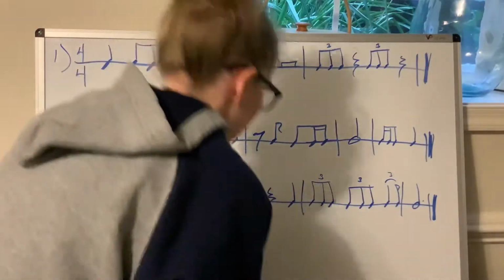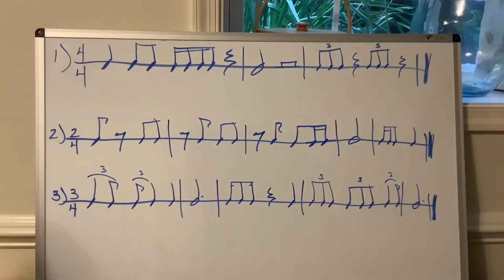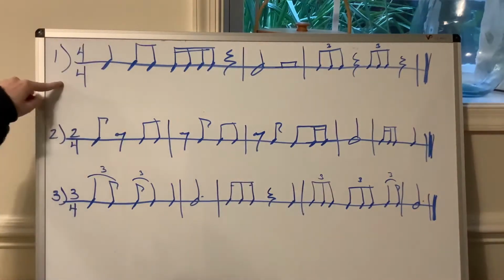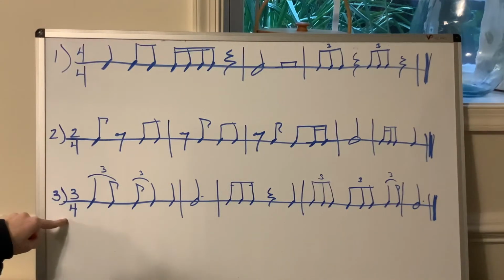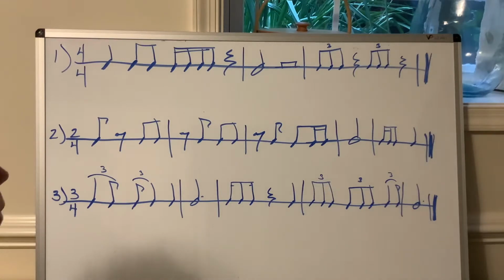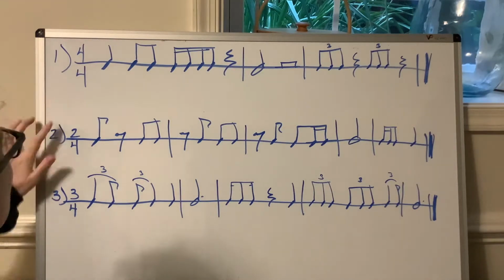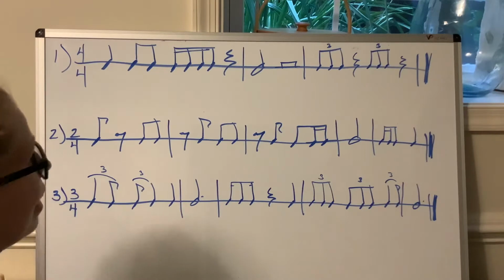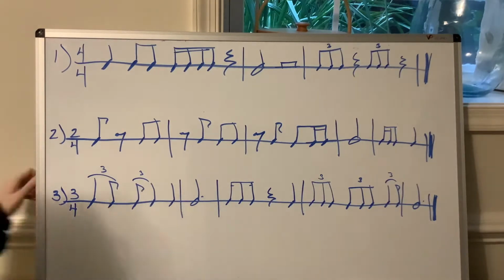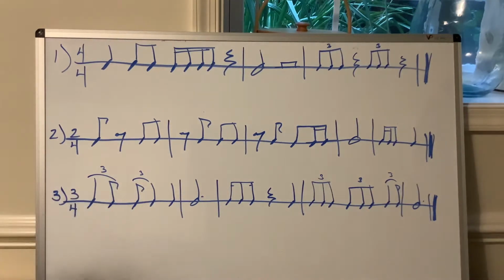Okay, so here's like 3 examples that we're gonna do of writing the counts. So let's use red. The first one we're in 4/4, the second one we're in 2/4, and the third one we're in 3/4. And it kind of irritates me because I should have put 4/4, 3/4, 2/4, but I didn't. That's okay. So remember, we have to start each measure with the first, with number 1.